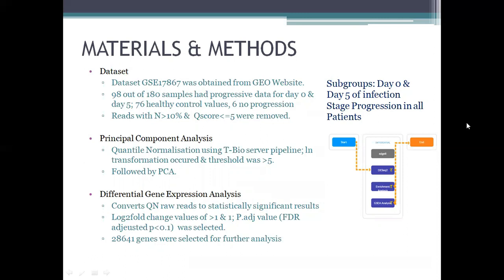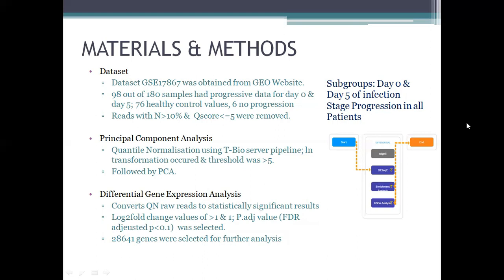The dataset number GSE 17867 was obtained from the GEO website. 144 samples had progressive data, which means that at day 0, they had either asymptomatic or mild disease. And at day 5, the disease had progressed either to the moderate or severe disease. The rest of the patients had only data for one of the days amongst day 0 and day 5, and thus they were excluded from the study.